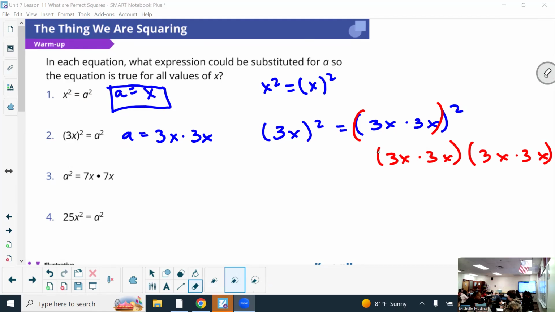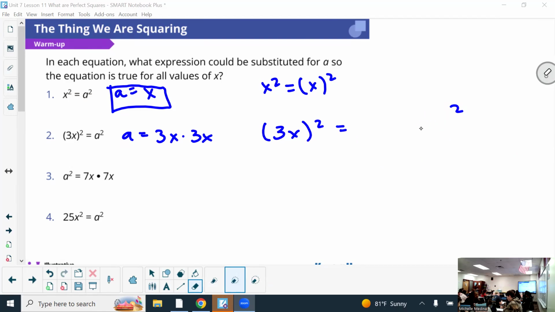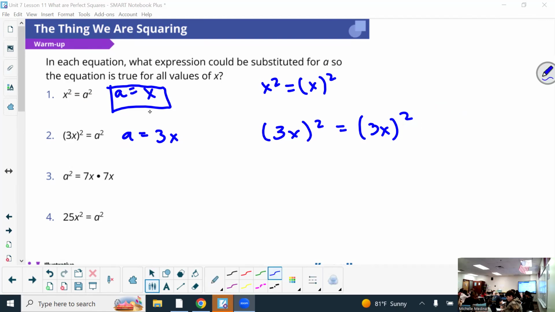So class, how can I adjust it to where it will actually be equal? What needs to go for the A to make it 3x, just 3x. Then if I plug it in, it even looks exactly the same down to the parentheses. Although you saw in the first one, without the parentheses, it still means the same thing. So in the second one, A has to be 3x to make it true.